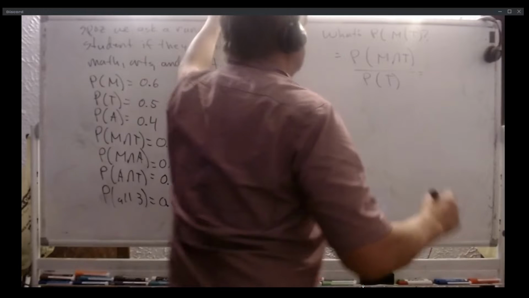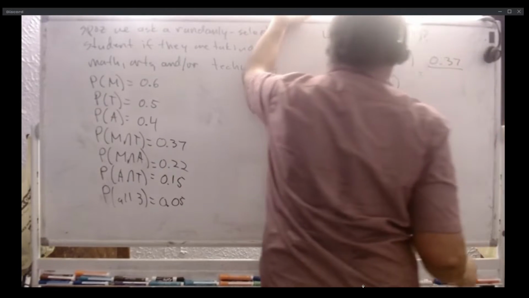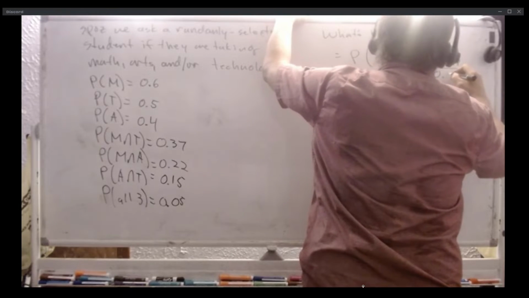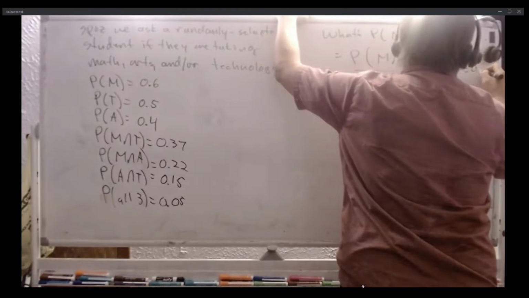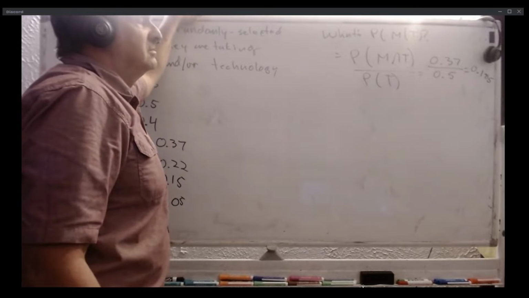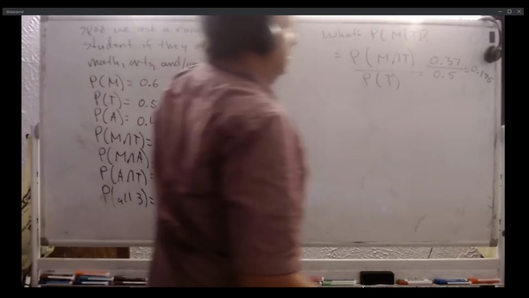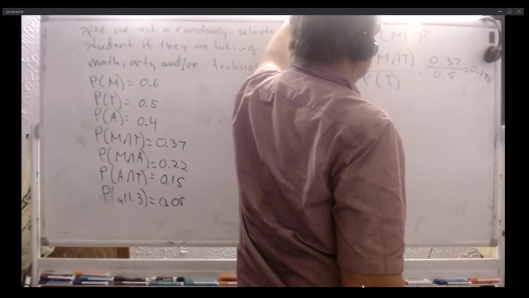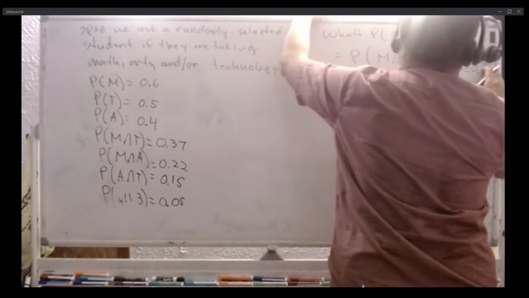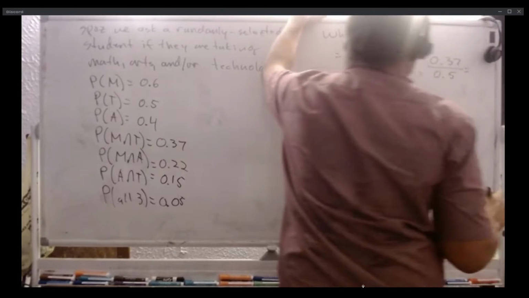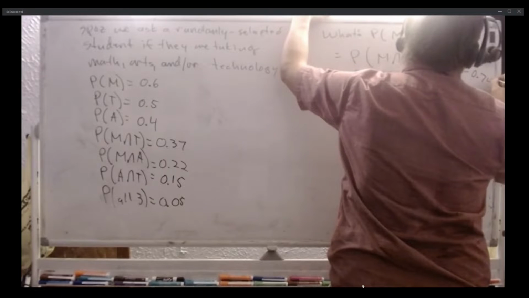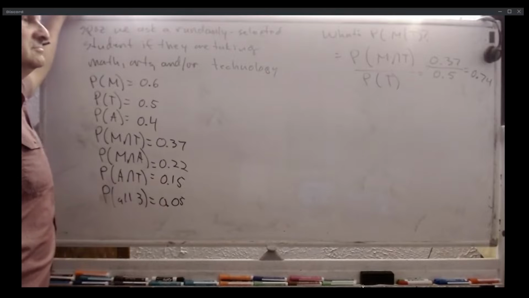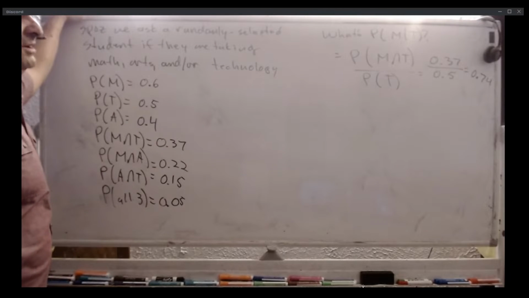Well, what's math and technology? What's the probability of technology? 0.5, right? So I get 185. Did I do that right? Multiply by 2, multiply by 2. Yeah, I screwed that up. So what is it? How about 0.74? I wouldn't be surprised if that's fairly accurate.